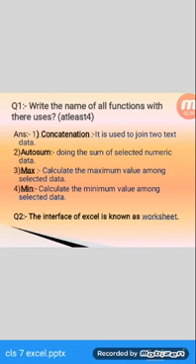Second question, the interface of Excel is known as worksheet. That sheet where you work, where cells, columns and rows are there, that is called worksheet or spreadsheet, right? You remember now how to rename the sheet? I told you. If you forget, please see video 3 of this chapter.